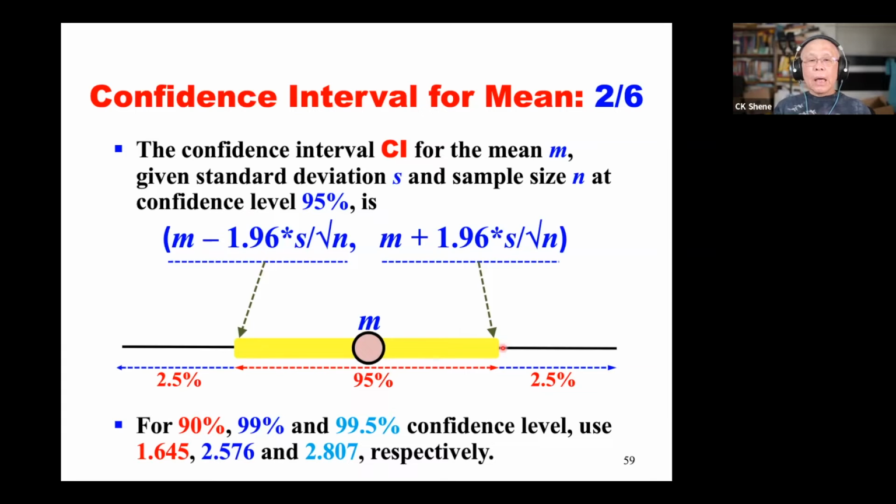For 90% and 99%, and even 99.5%, we use 1.645 for 90%, 2.576 for 99%, and 2.807 for 99.5%.